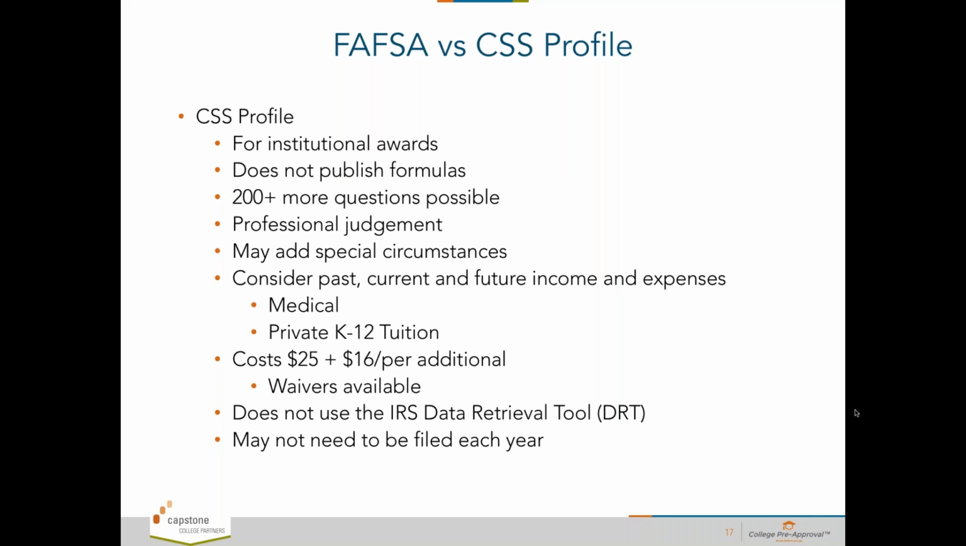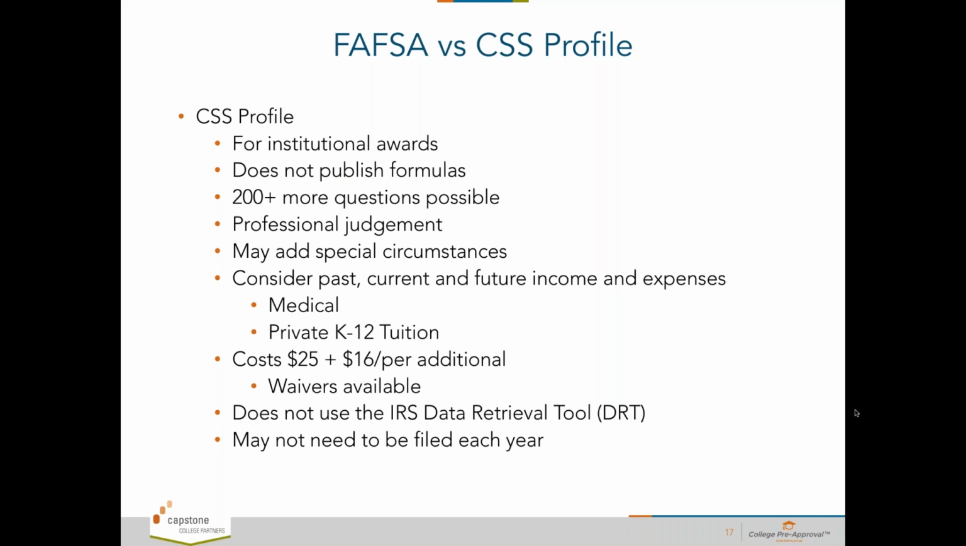The next piece here we talk about is that the Free Application for Federal Student Aid is free. You do not need to pay to file it. However, the CSS profile does have a small cost. It's $25, and then it's $16 for each additional school that you're applying to. It should be noted that there are waivers for income levels. I believe it's below 45,000 this year. So if you are a lower income family, don't rule these schools out. Don't let the cost be prohibitive. There are certainly waivers available.